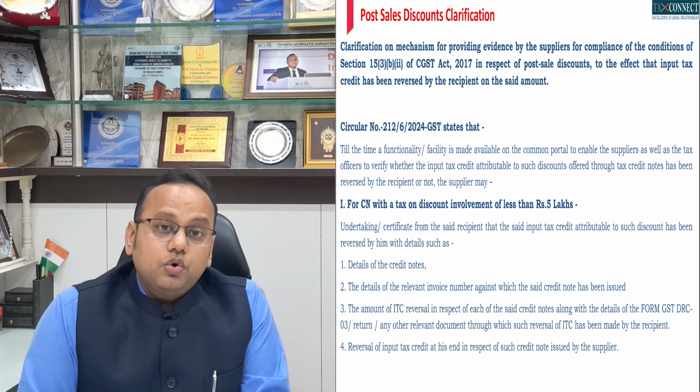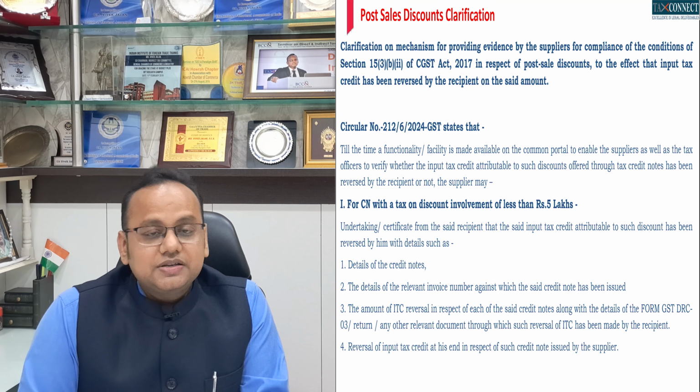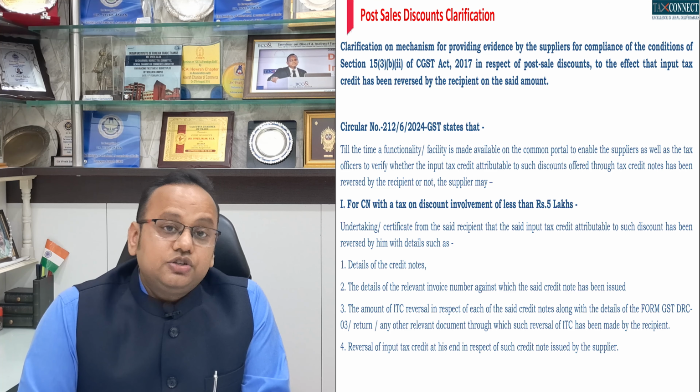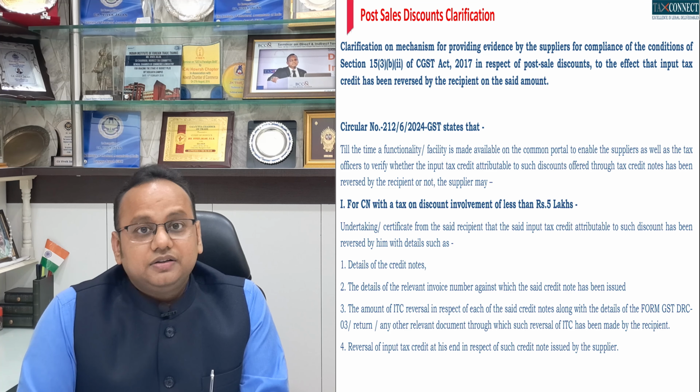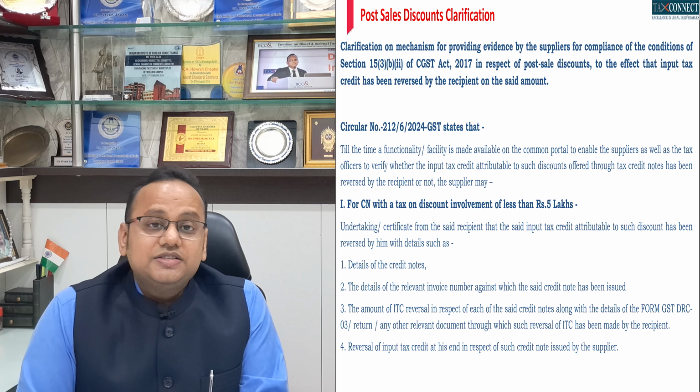There are 4 requirements of this undertaking. Number 1, in the undertaking, the recipient should declare that it has reversed the input tax credit. It should declare credit note wise the taxable value. It should declare credit note wise the tax amount reversed, and it should also, and most important this point is, they have to declare that while which DRC 3 challan or 3B return they have reversed this input tax credit.